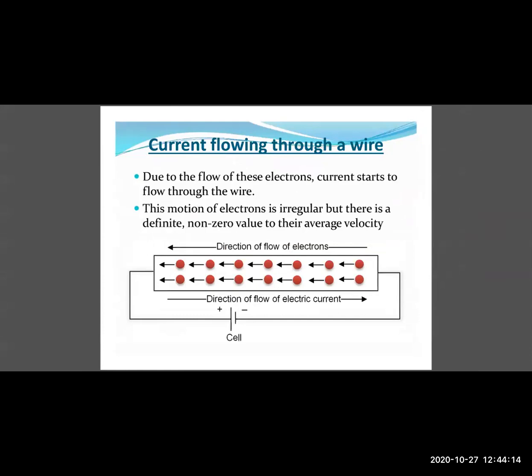So due to the flow of these electrons, the current starts to flow through the wire, and this motion of electrons is irregular, but there is a definite non-zero value to their average velocity. When the electrons are moving, there are those atoms which have the nucleus in the center. So the electrons are constantly being attracted and repelled by various nuclei and electrons around them. So they are moving randomly, their direction is irregular, but when you add up all the directions, when you look at the overall picture, the electrons seem to be moving in a given direction, which is the cause of the current flow.